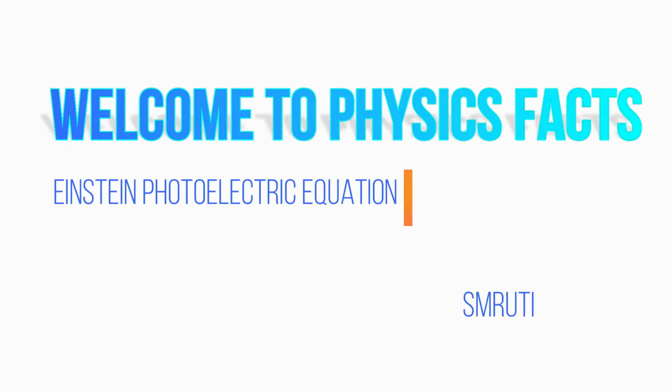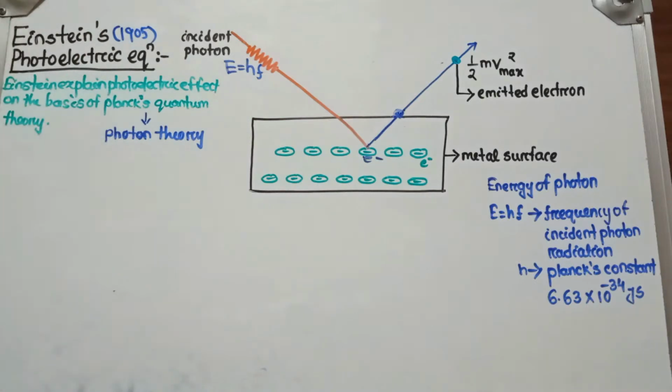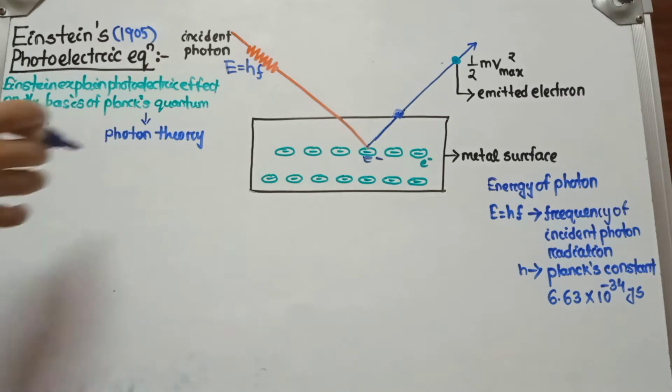I'm Smriti. Here we discuss Einstein's photoelectric equation. In 1905, Einstein explained the photoelectric effect on the basis of Planck's quantum theory. The theory is also known as photon theory.